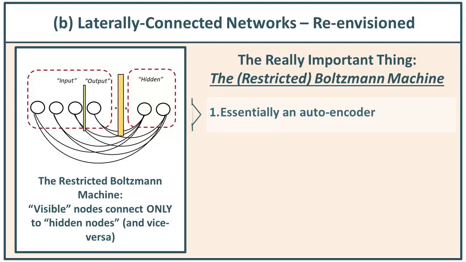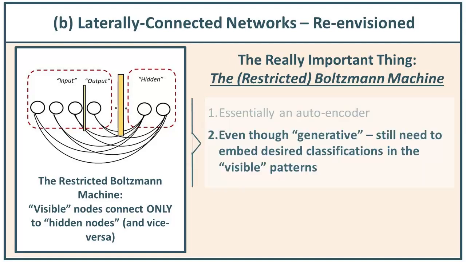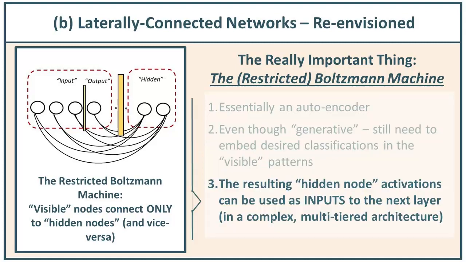Let's summarize what we know about RBMs. First, in their heart of hearts, in their truest nature, they are essentially autoencoders. We can make them do a classification task, and when we do that, we need to put the nodes that act as the classifier outputs in the set of visible neurons. That is, we need to encode the patterns that we desire. The resulting hidden node activations, those are the features, can be used as inputs to a next processing layer. This is what makes it possible to have the deep architectures.